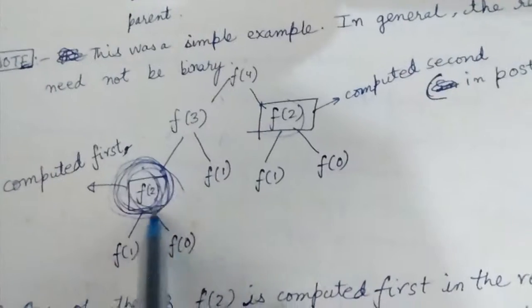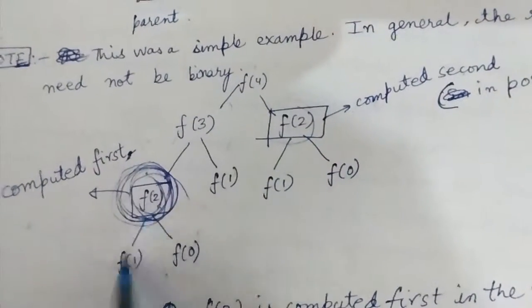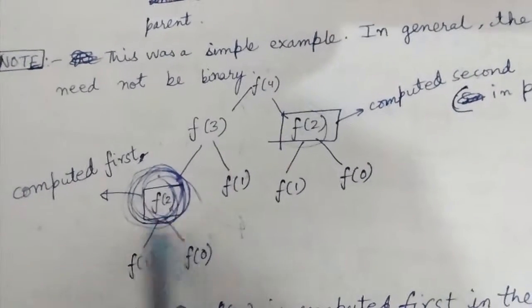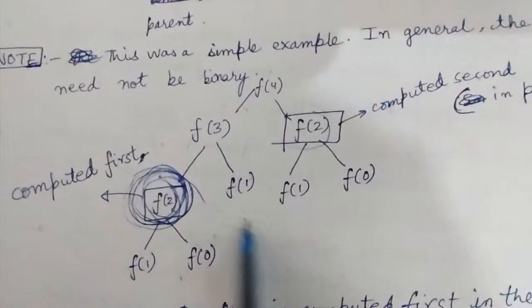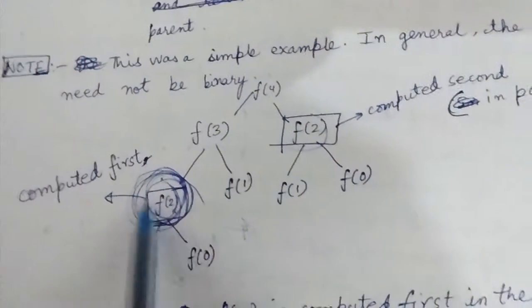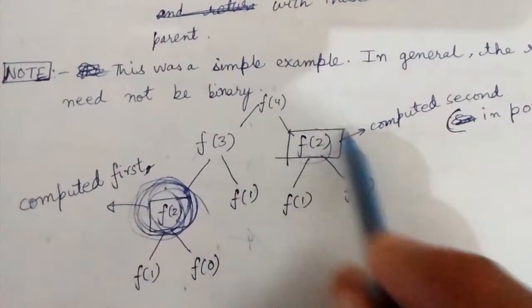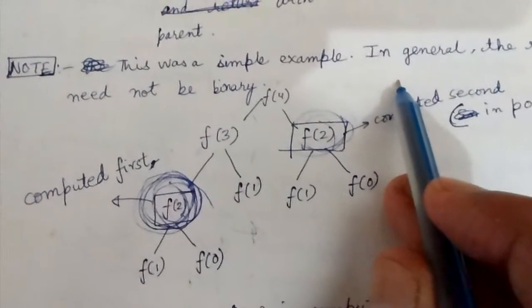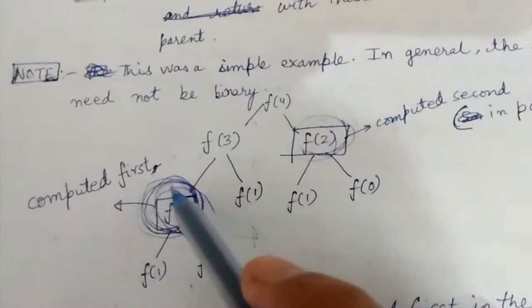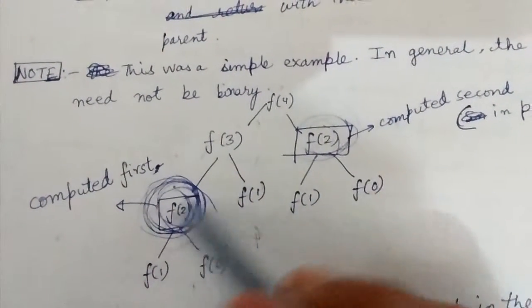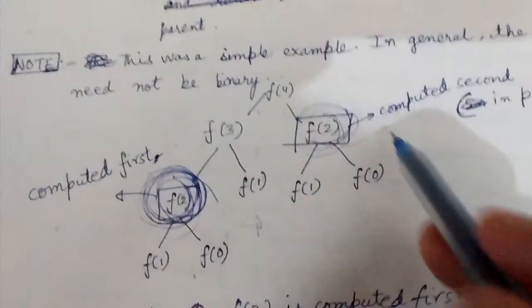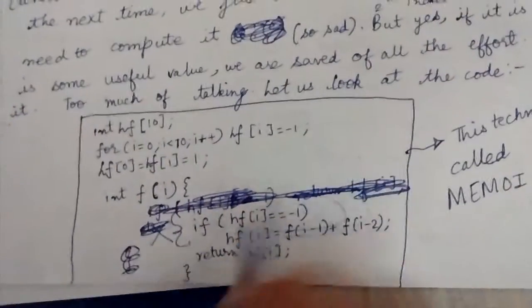So at this point hf[2] is not populated. I need to call my children, compute the sum and populate hf[2] with whatever value I get, and then I return to my parent, and then I sit here. When the control comes here, it checks hf[2]. Hey, it is not -1, it has some useful value which was pre-filled by some previous f2, so I can use that. So I think you understood this code.